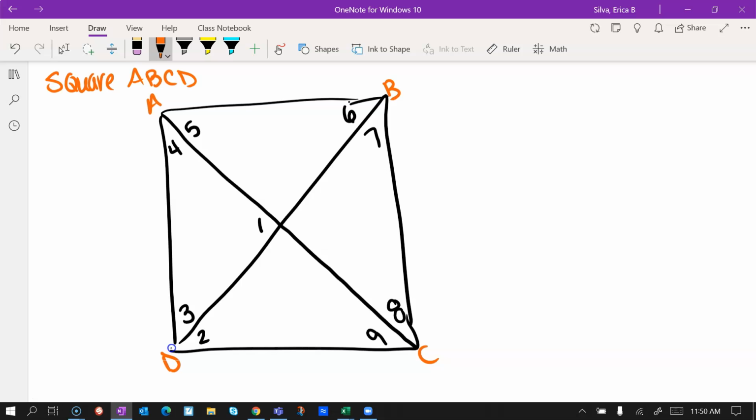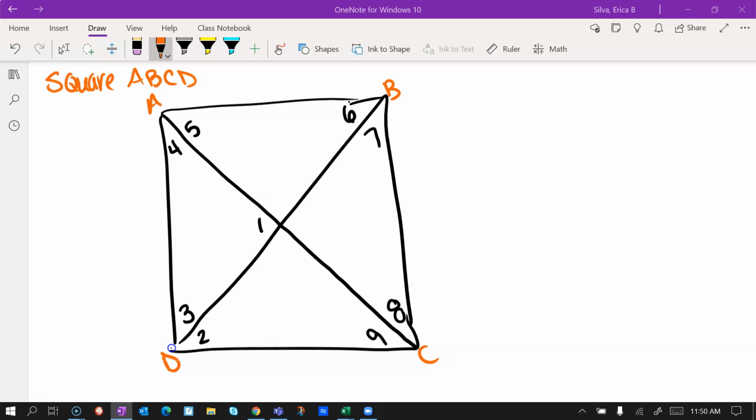What are the angle measurements that we know from this square? I'm sorry? I can't hear you. Each angle measure, it's 45 degrees. All of them? All of them. Which numbers are 45?